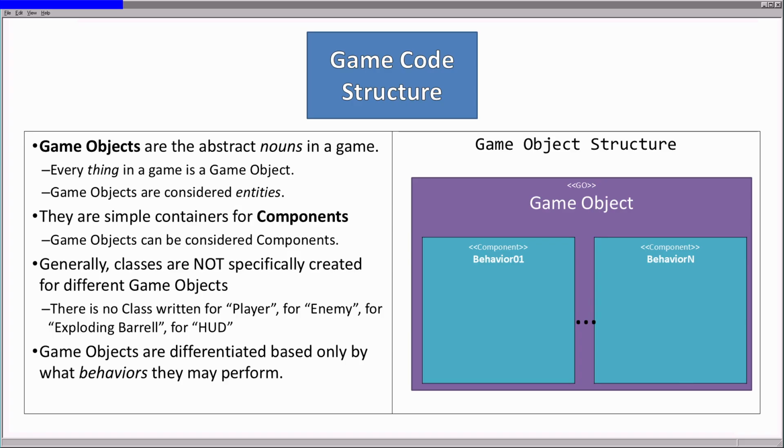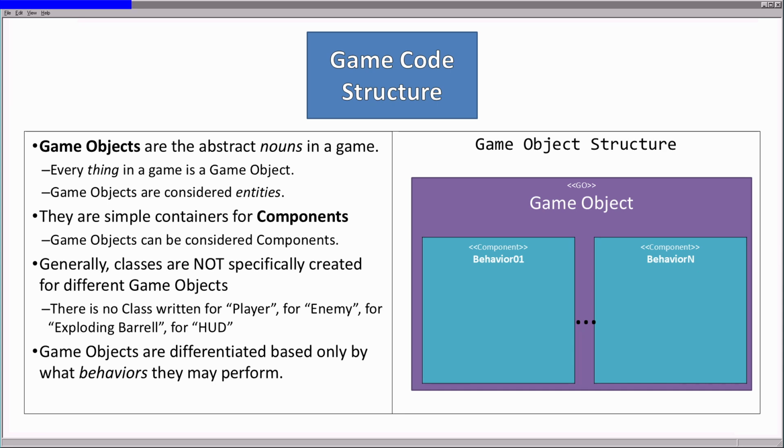Game objects are the abstract nouns in a game. Every thing in a game is a game object. Every object, player, enemy, rock is a game object. Game objects are considered to be entities in relation to the entity component design. They are simple containers for the components. In many cases, game objects can be considered to be components themselves.